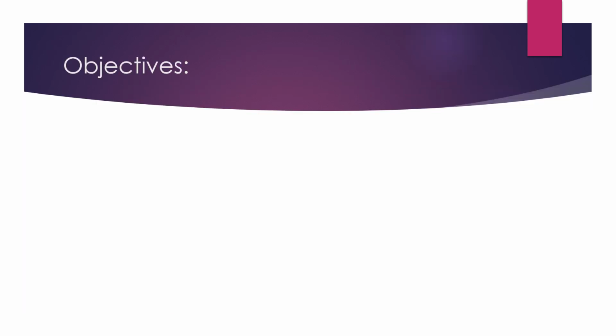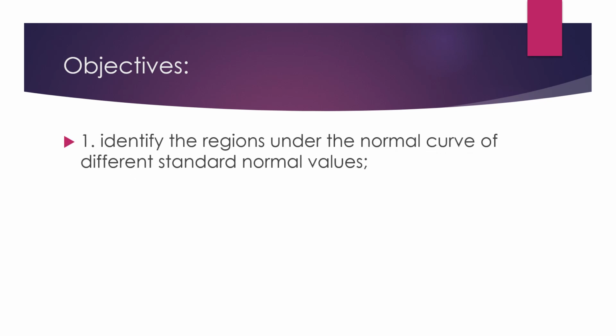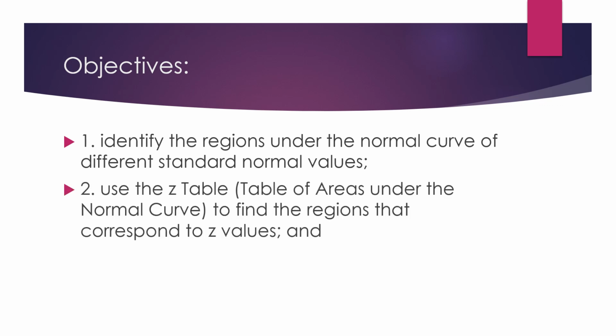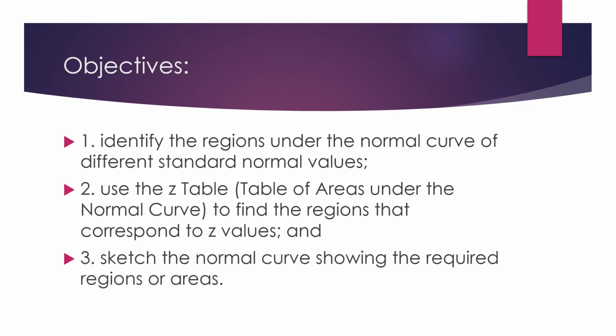Our objectives are the following. Number one, identify the regions under the normal curve for different standard normal values. Number two, use the z-table or table of areas under the normal curve to find the regions that correspond to the z-values. And number three, sketch the normal curve showing the required regions or areas.